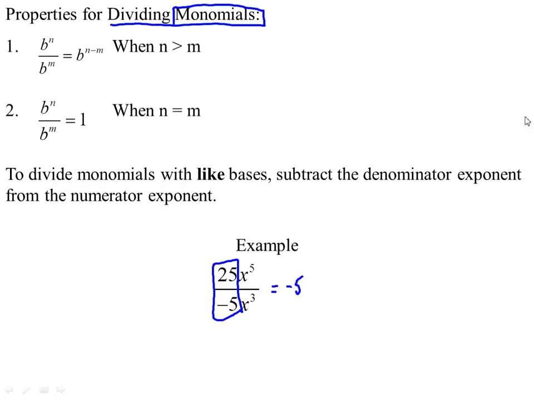And then x to the 5th divided by x to the 3rd is going to be x to the 2nd. And I want to show you something. X to the 5th means x times x times x times x times x, right? 5 x's multiplied together, yes? X to the 3rd means 1, 2, 3 x's multiplied together.